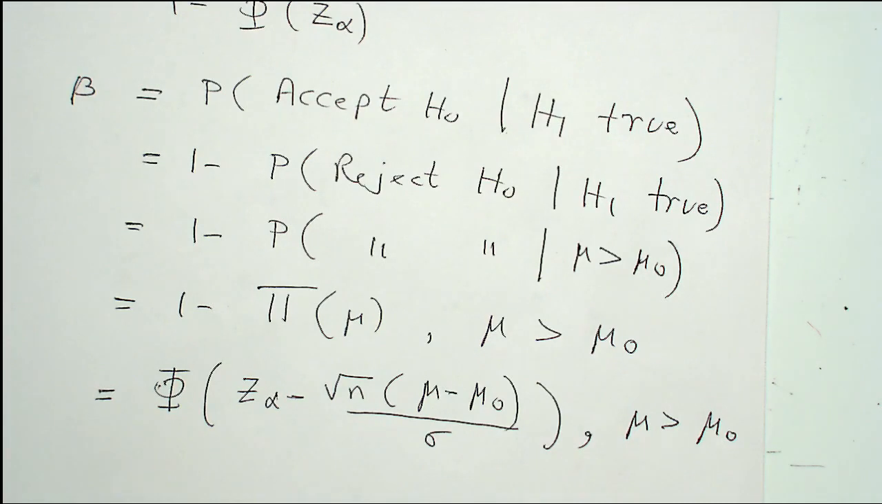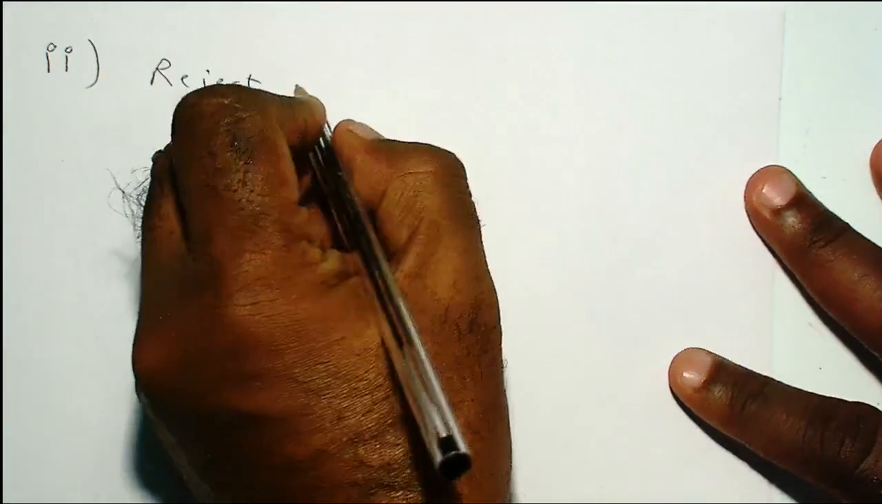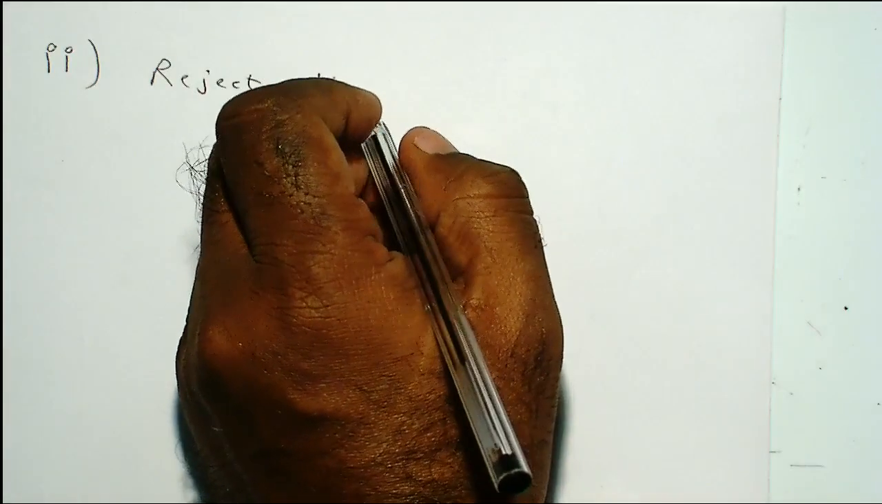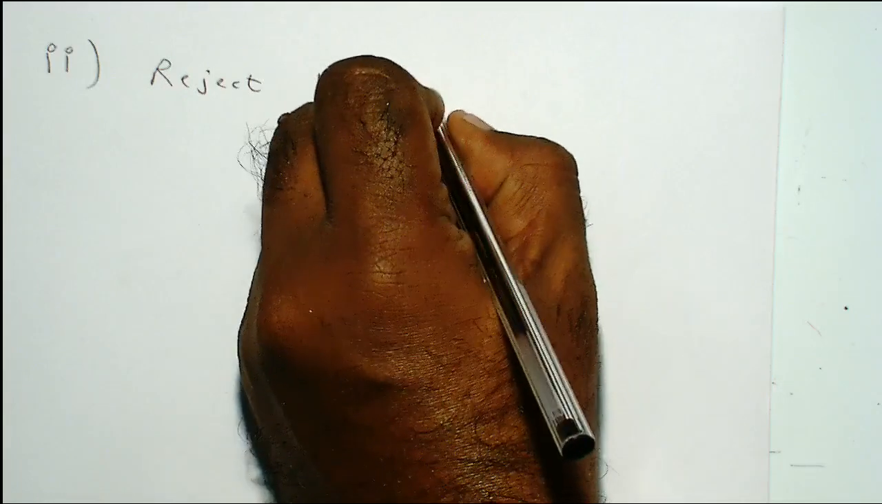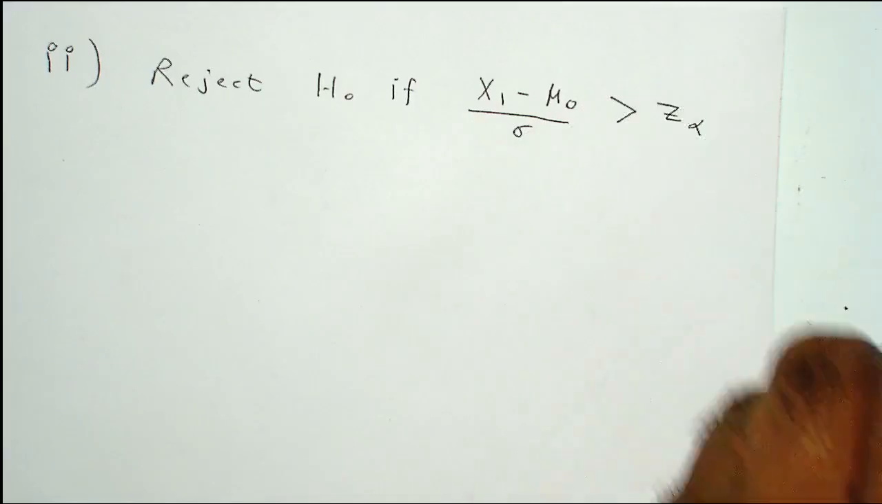Now the second test, where are we now? So we did this one so far. The second one, so this is test number 2. Test number 2 is that we reject H0. Sorry, guys, it is this one here. Reject H0 if x1 minus mu 0 divided by sigma is greater than Z alpha, right?